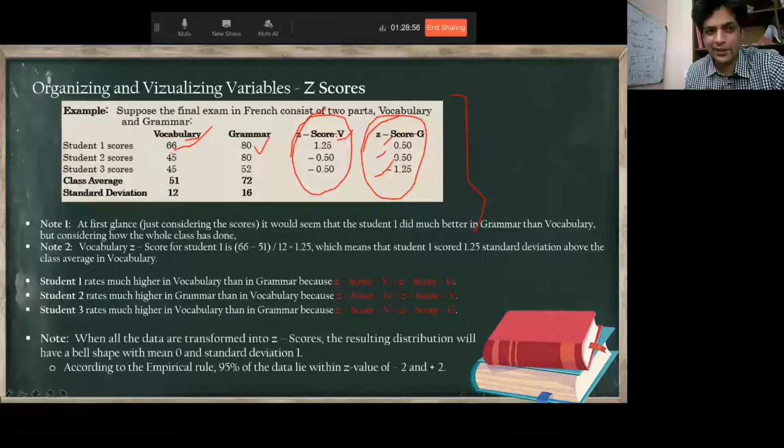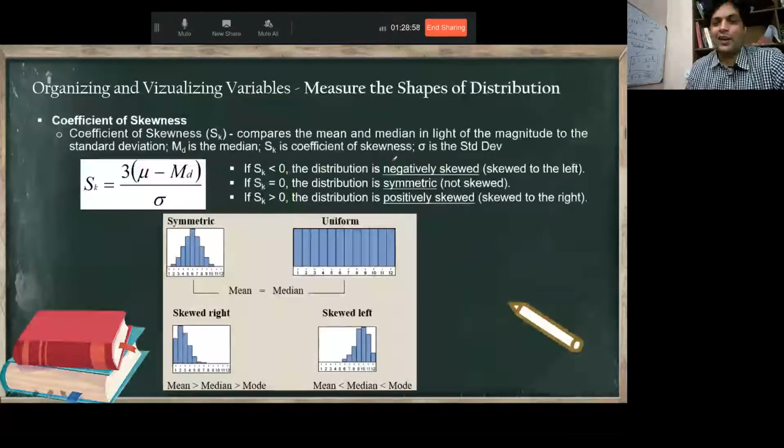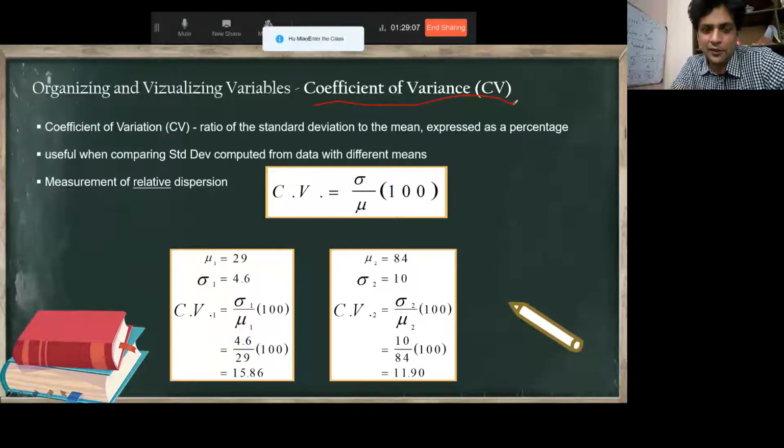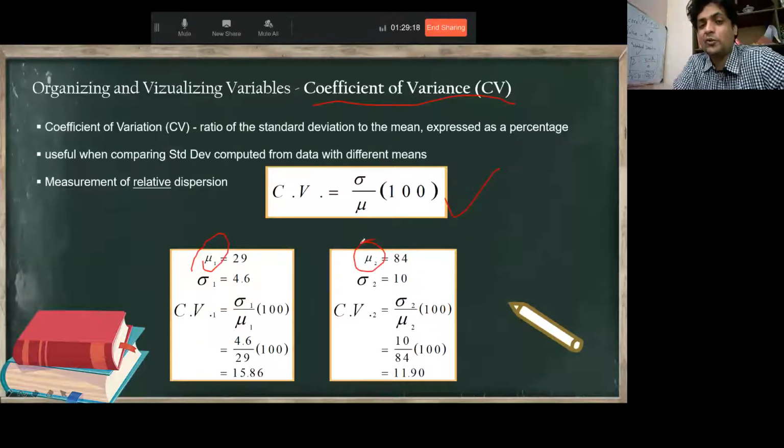Just have a look. We already know the coefficient of variance. We have done this as an important point in finding the spread. You know that the coefficient of variance is sigma upon mu, or x bar, times 100. We have learned this. So if you have two sets, you can find out which one is better as well. This is the measurement of relative dispersion.